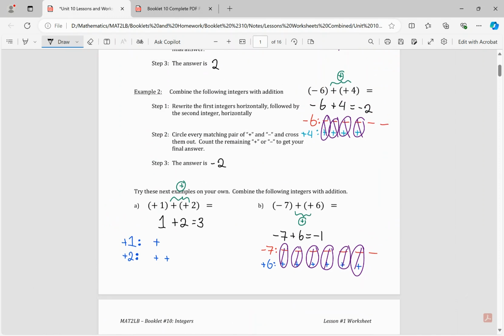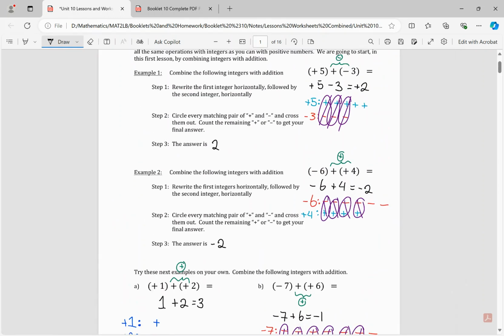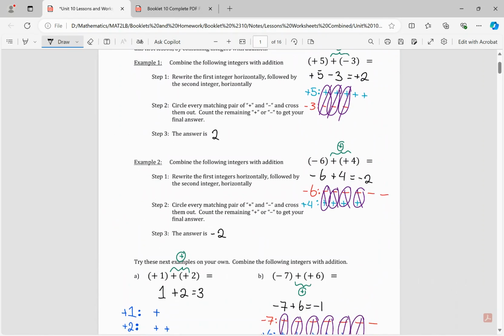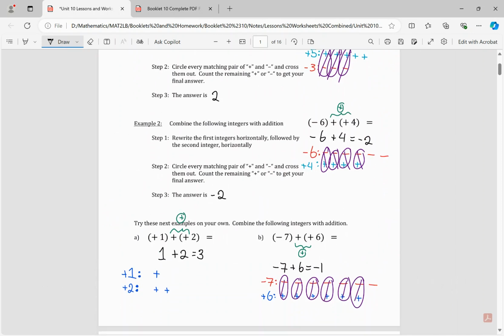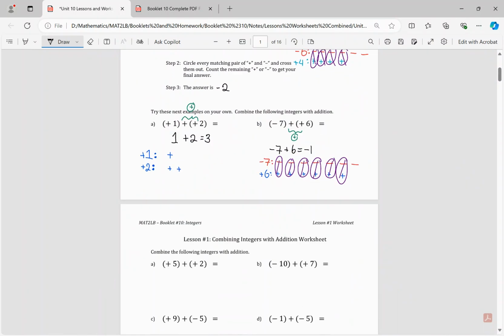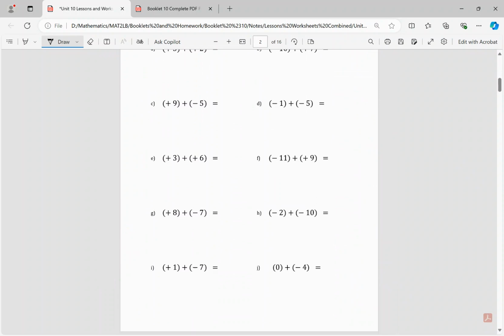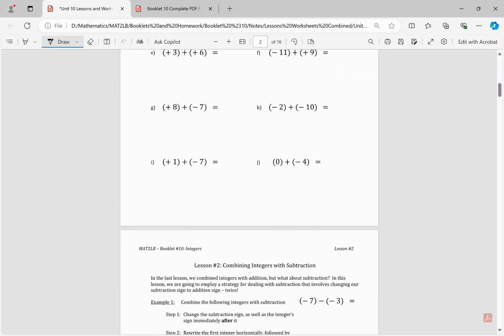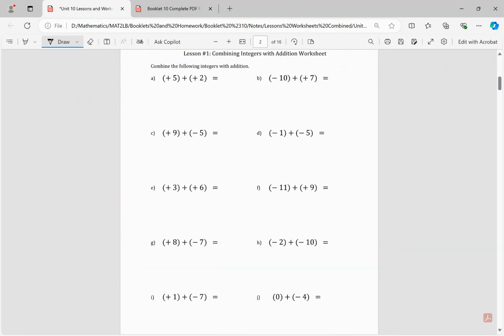Okay, so if you're able to do this math in your head, that's great, but sometimes it can get pretty tricky. And this strategy where you draw out all of the positives and negatives can be quite handy. So take some time, complete the worksheet, get some extra practice, and as usual, let me know if you have any questions.